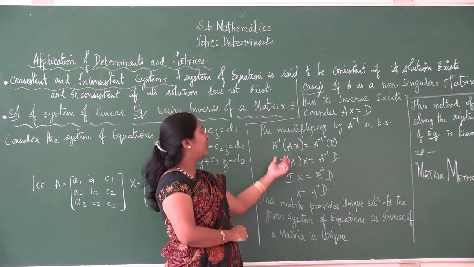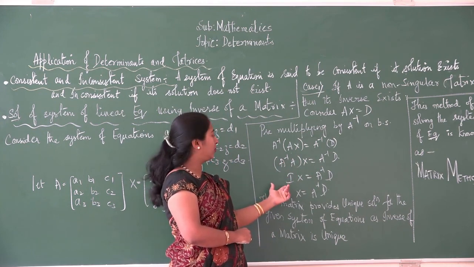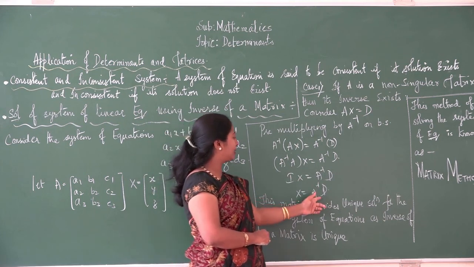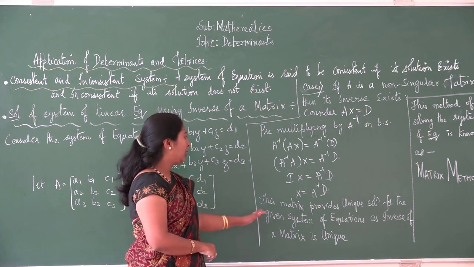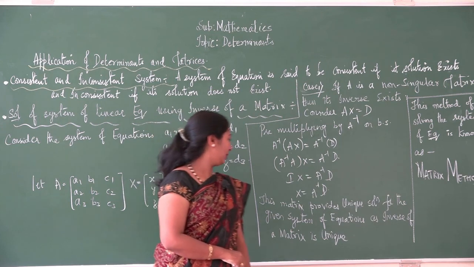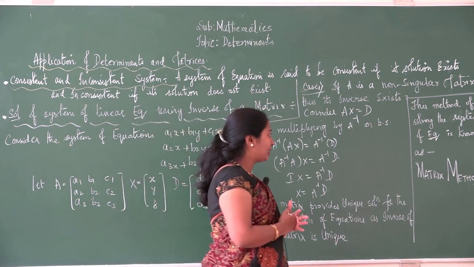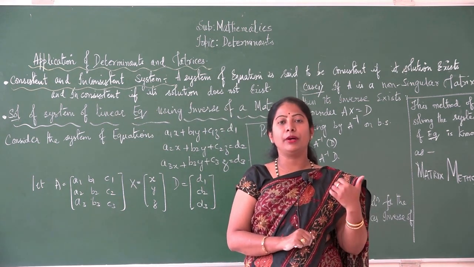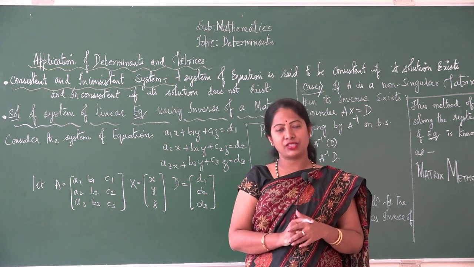Grouping the terms, what is A inverse into A? That is nothing but I. A matrix and its inverse give the identity matrix I. Identity matrix into any matrix is the same matrix. So, the RHS remains the same, which gives X equal to A inverse into D. This provides a unique solution for the given system of equations, as the inverse of a matrix is always unique. This method of solving the system of equations is known as the matrix method. This is all about case 1. We shall discuss case 2 in the next session.